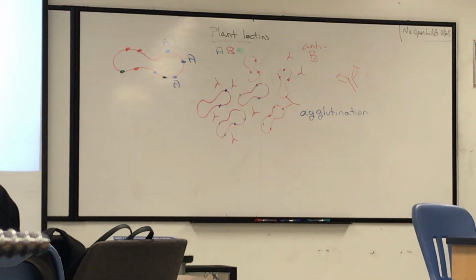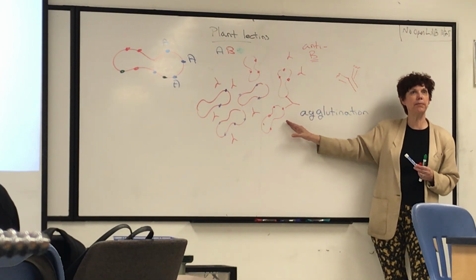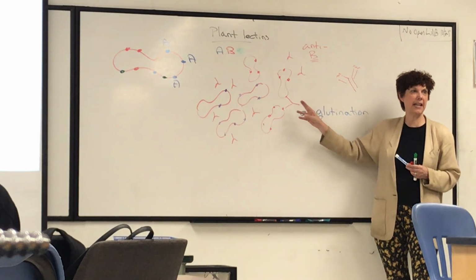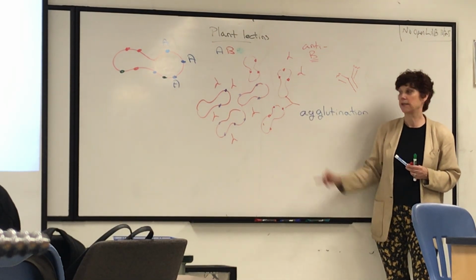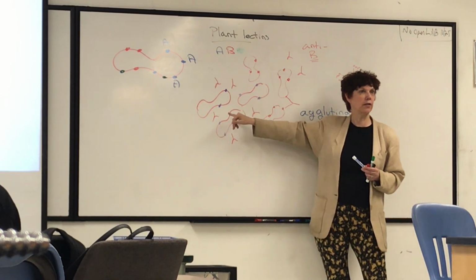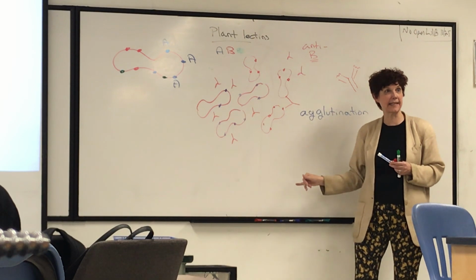Can you repeat that definition one more time? Uh-huh. So agglutination is what I showed right here. It's the clumping of red blood cells by antibodies that have recognized the foreign antigen on the cell surface. So this antigen is foreign to this individual's blood type. Therefore, they have antibodies against it.